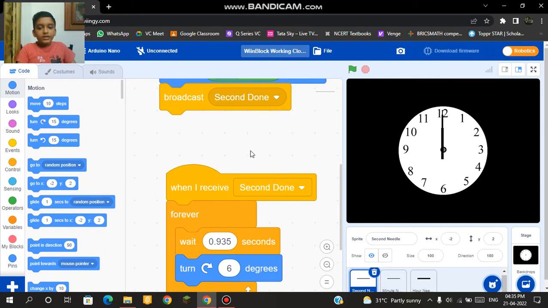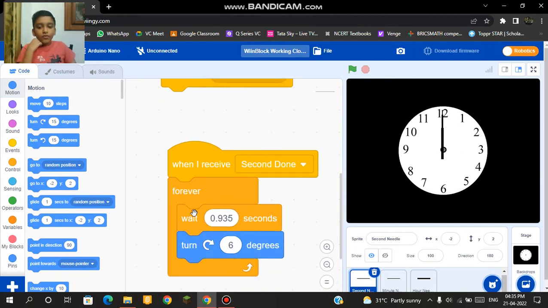So when this receives second done, it will go in a forever loop with the codes wait 0.935 seconds and turn clockwise 6 degrees. So wait 0.935 seconds should rather be 1 second, but because the turn 6 degree clockwise makes a delay, the 1 second will be going to be into 1.1 second or something like that. So to avoid that, I am going to put wait 0.935 seconds.